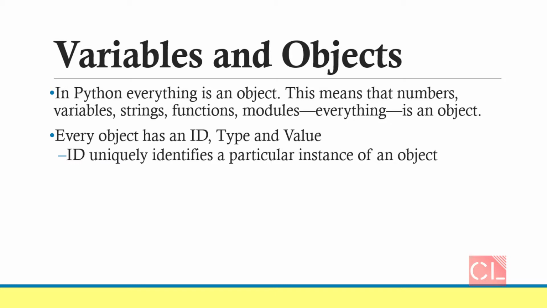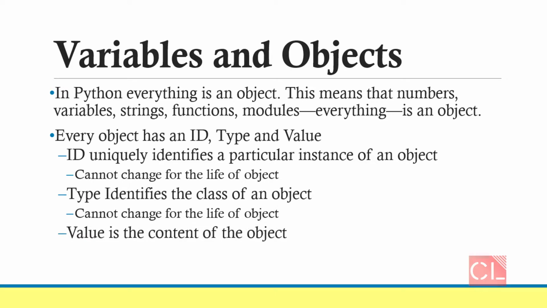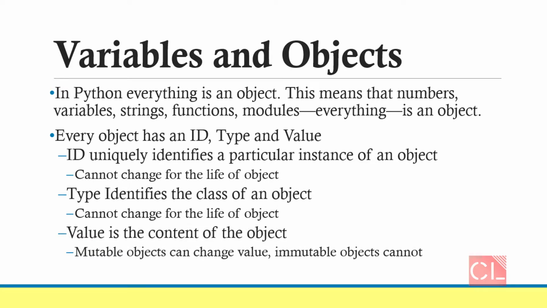ID uniquely identifies a particular instance of an object. It cannot change for the life of the object as long as it is used in the program. Type identifies the class of an object, and it also cannot change for the life of the object. Value is the content of the object. Mutable objects can change value, immutable objects cannot, and we will learn that later.